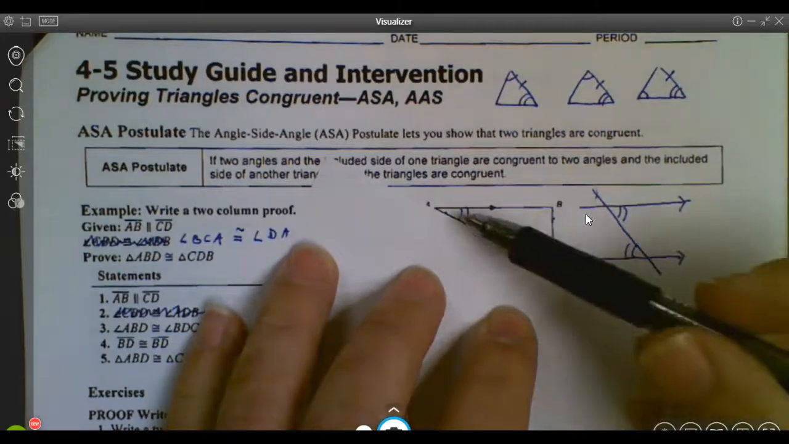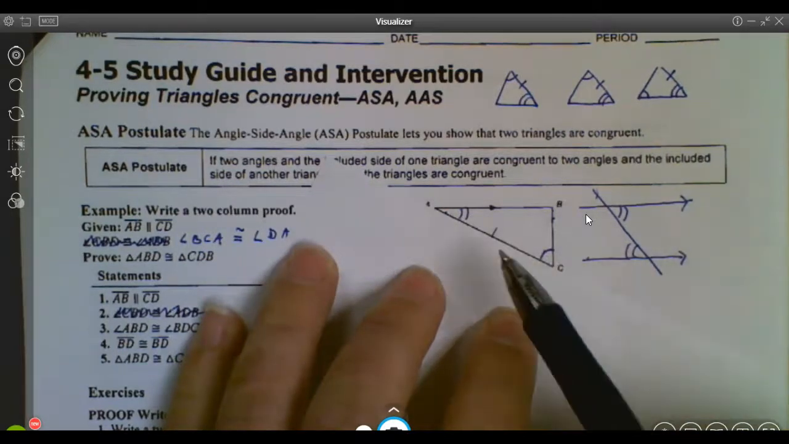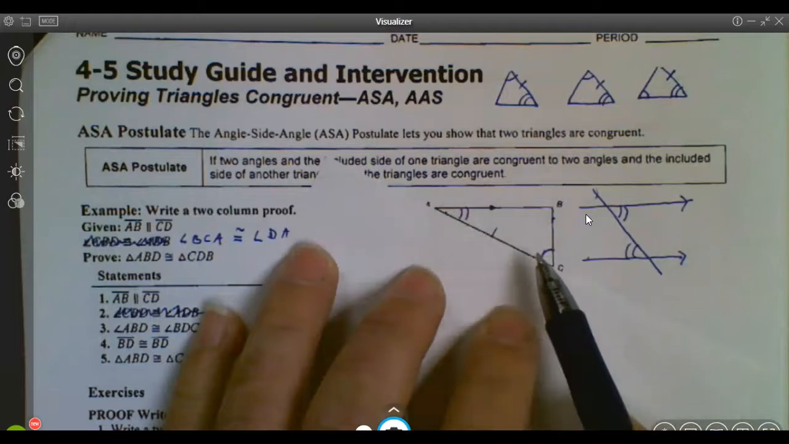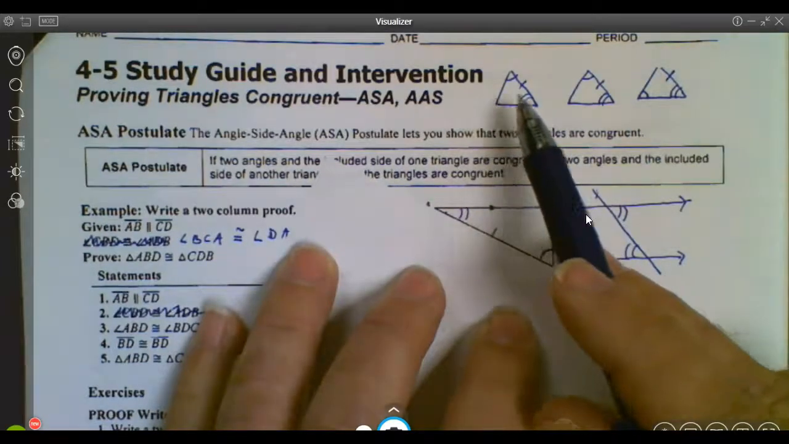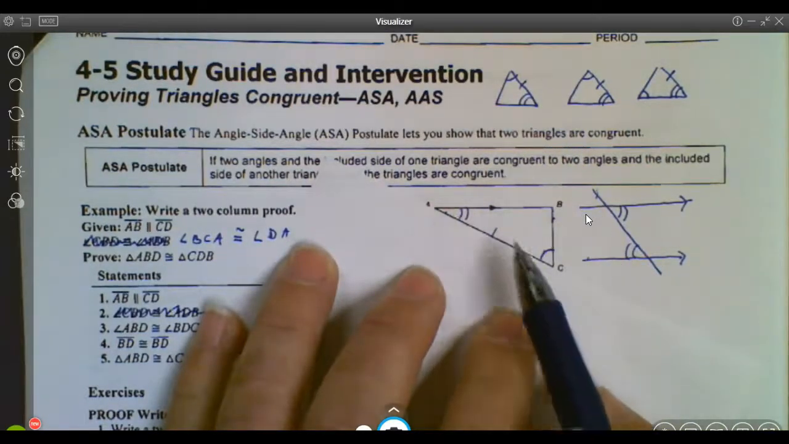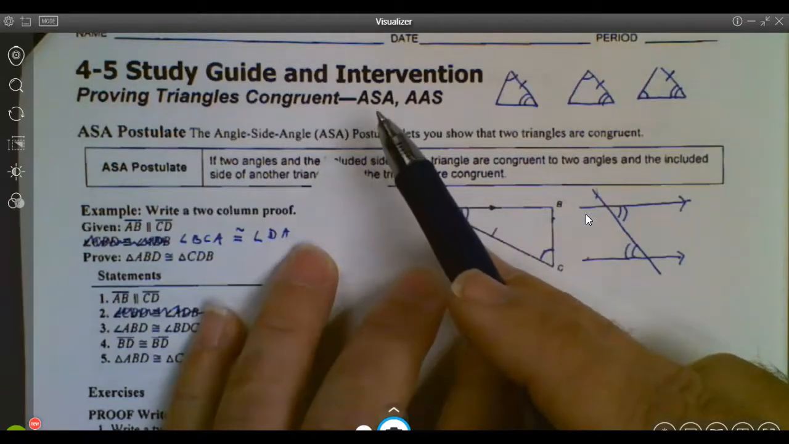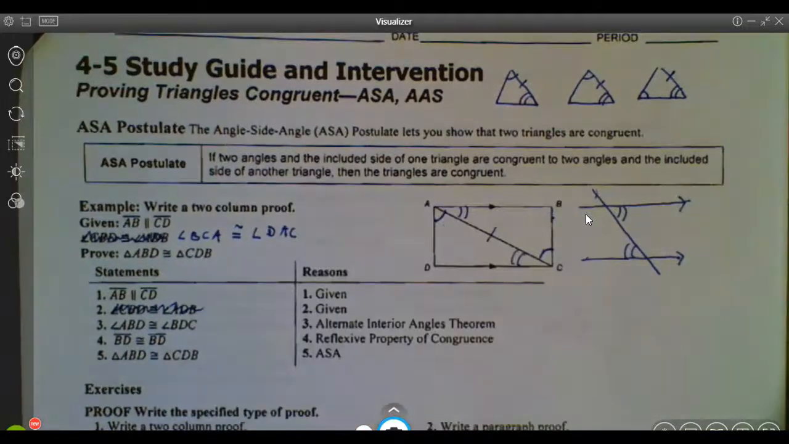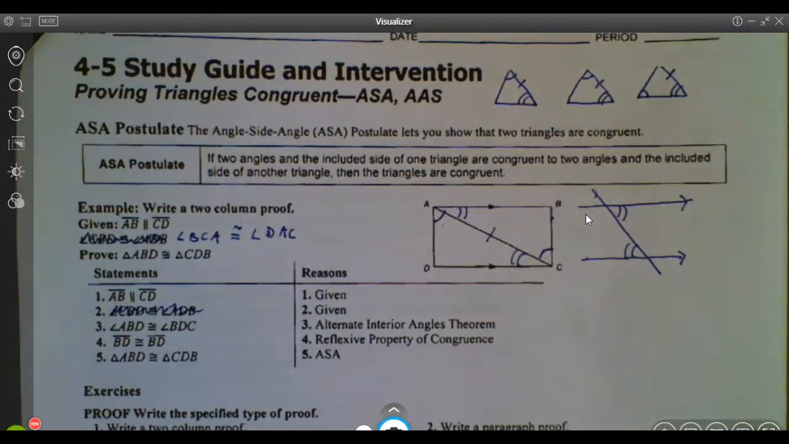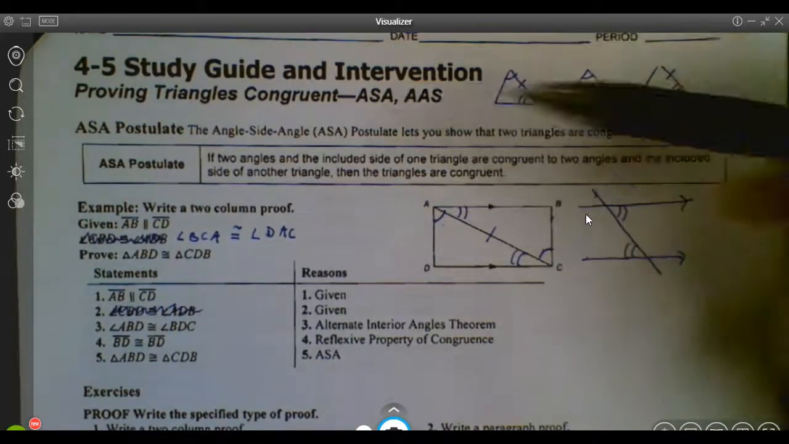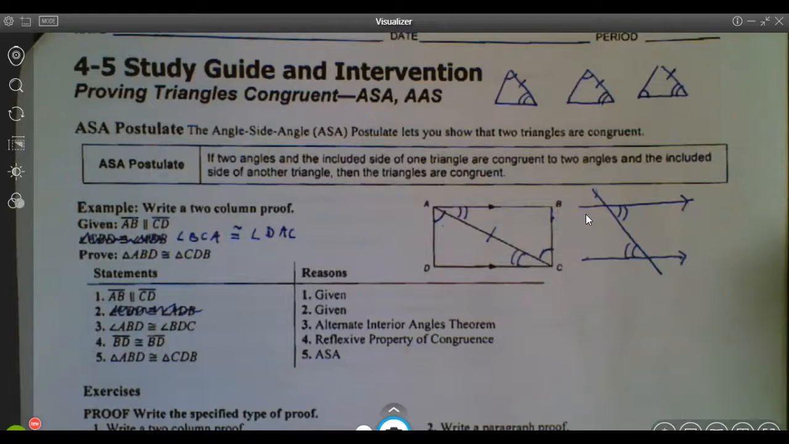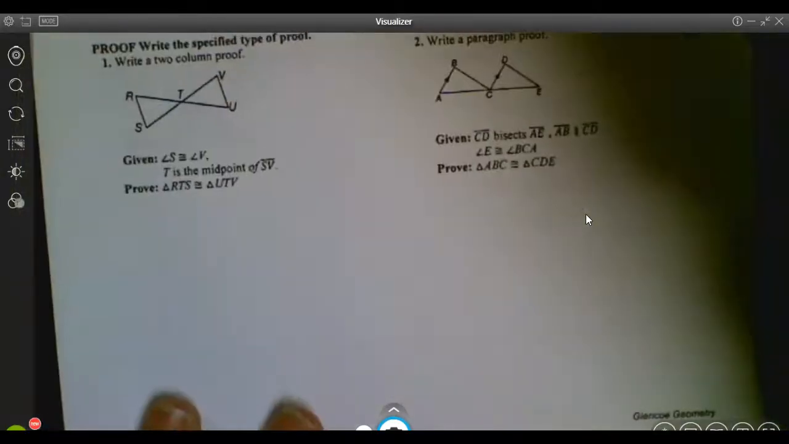And now I can look at these three marks and see that it fits my angle, side, angle scenario like we talked about right here, right? Because we've marked two angles and we've marked the side between those two angles, so it fits that description right there. So that's really the best way to look at these, is really focus in on just one triangle to determine which postulate is being used. So let's look down and do a couple of our own.